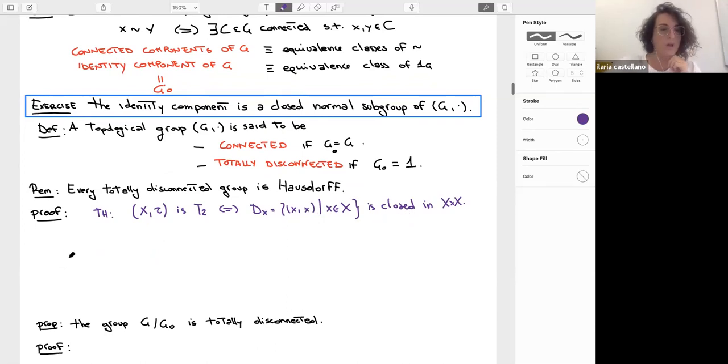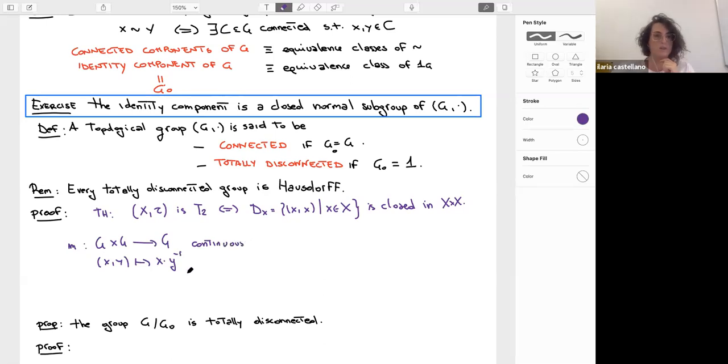This is what I want to do. Okay, in order to prove that the diagonal is closed, I define a map from G times G into G, such that the diagonal is going to be the preimage of something. So (x, y) maps to x times y to the minus 1. This is continuous because multiplication and inversion are continuous in G.